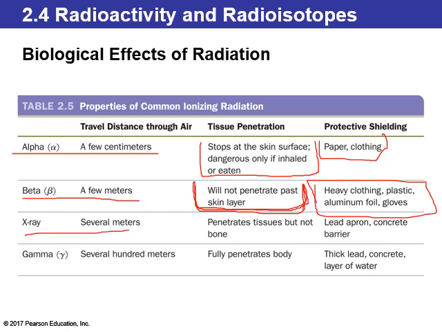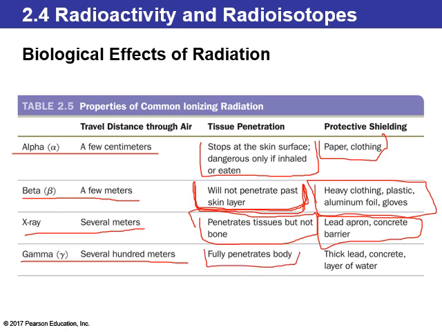X-rays penetrate several meters as well. These penetrate tissue, but not bone. So we're going to use a lead apron or a concrete barrier typically to protect us from X-rays. Gamma rays will travel several hundred meters. They are photons, or high energy photons. Before they hit another particle and become absorbed, they can travel quite a distance. These will fully penetrate your body, bone, and everything.